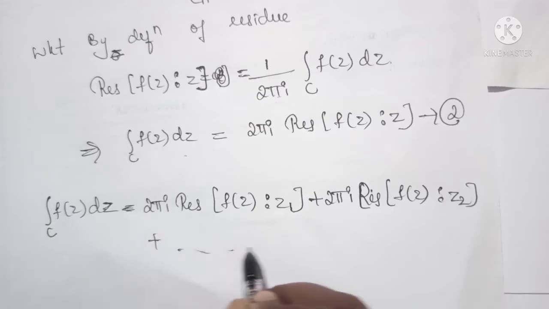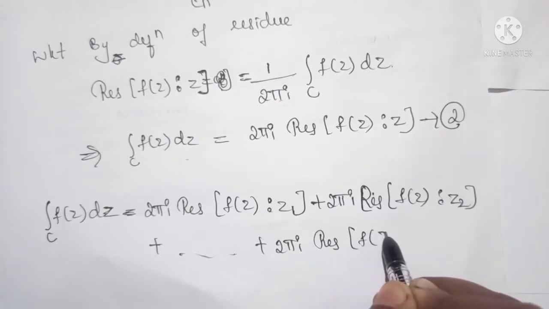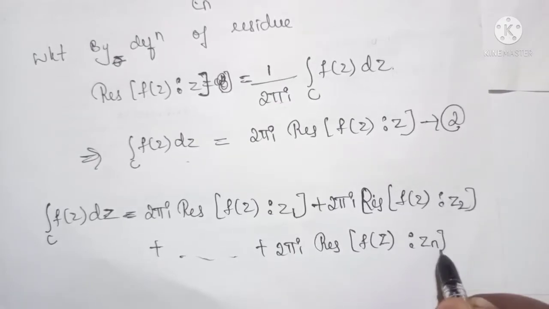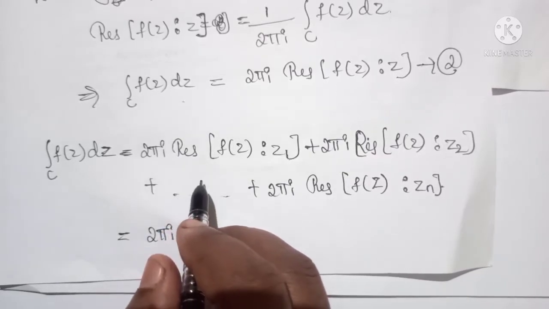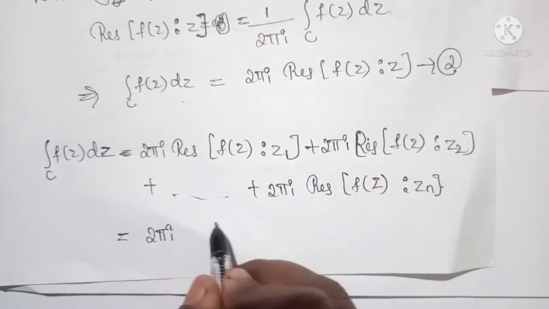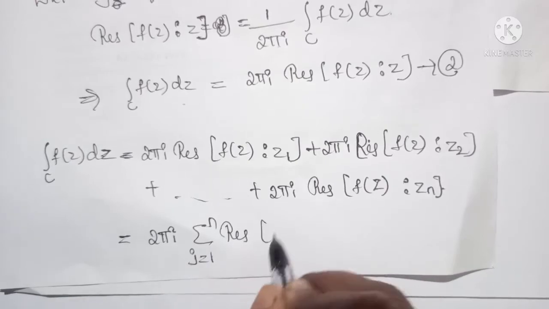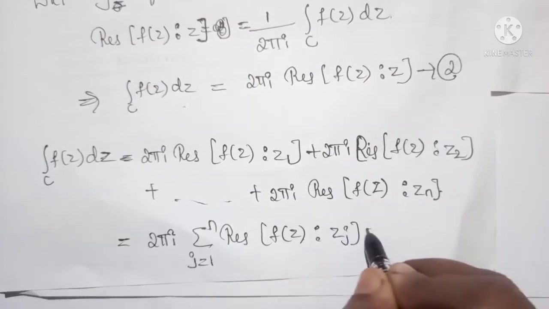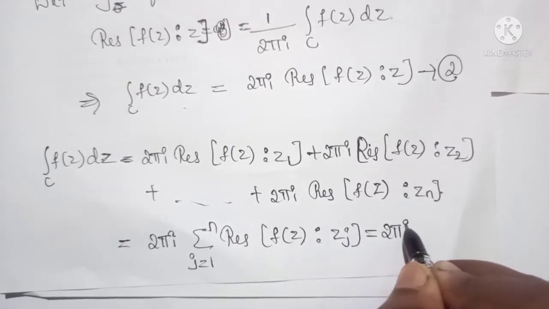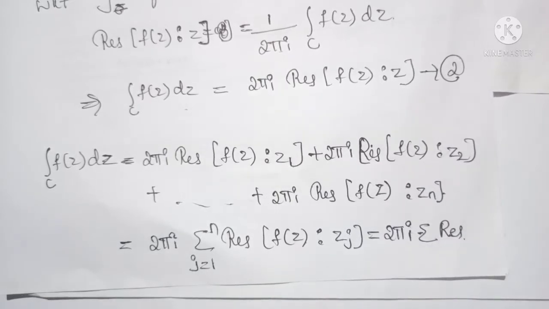Like this we get 2 pi i residue of f(z) at z_n. Okay, so we can take 2 pi i common in all this, so we get the sum of the residues. Summation j equals 1 to n of residues of f(z) at z equals z_j, or simply it is 2 pi i times the sum of the residues.